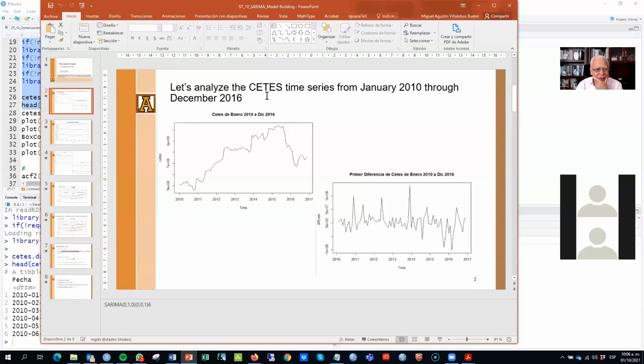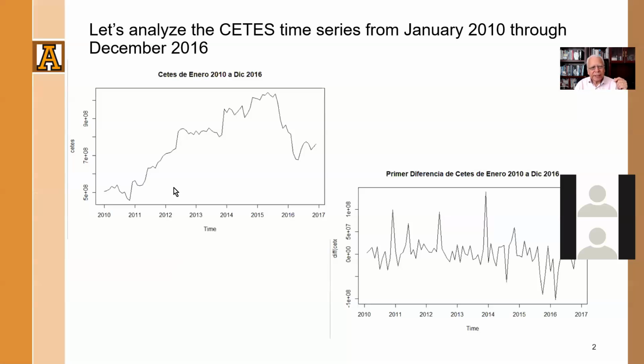So we're going to work now with a set of data from January 2010 through December 2016. We'll go over the R code now, but this is the plot of the series. As you can see, there's a trend, a clear indication that we will need to take at least one difference. We don't know yet if we need to take also a seasonal difference or not.